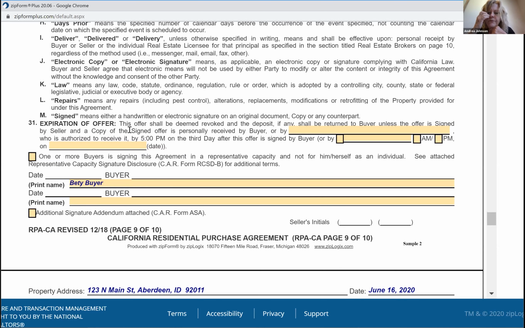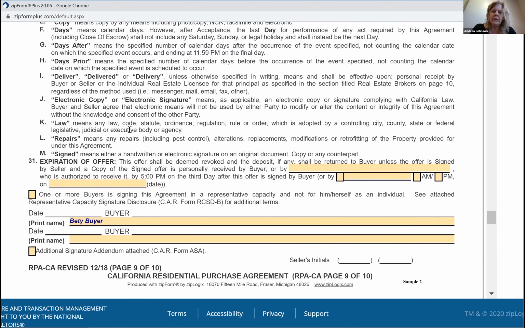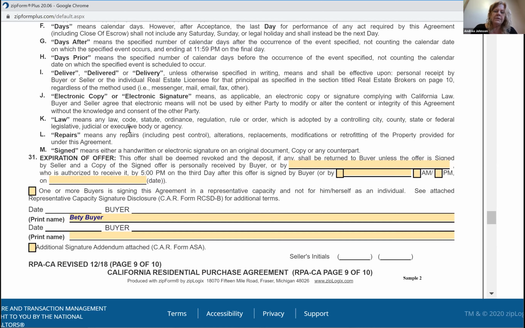Delivery is another important aspect. Unless otherwise specified in writing, the means shall be effective upon personal receipt by buyer or seller or the individual real estate licensee for that principal as specified. So personal delivery, what does that mean? There's been argument as to whether, say, something being faxed or emailed constitutes personal delivery. So we'll get into that in a minute here when we talk about confirmation of acceptance, which is our evidence of personal delivery.